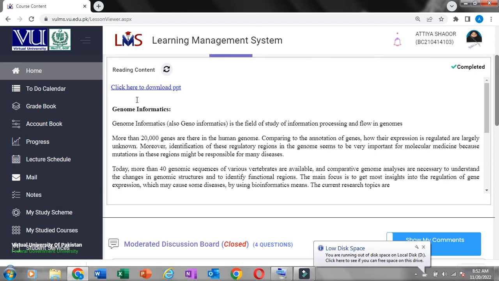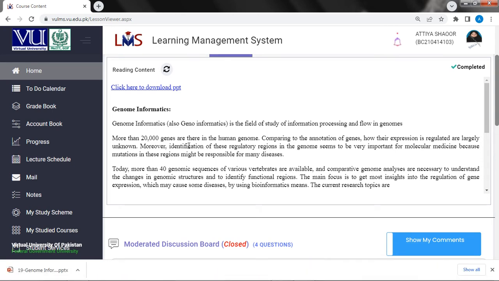Genome informatics is the field of study of information processing and flow in genomes. More than 20,000 genes are there in the human genome. Compared to the annotation of genes, how their expression is regulated is largely unknown. Moreover, identification of these regulatory regions in the genome seems to be very important for molecular medicine because mutations in these regions might be responsible for many diseases.